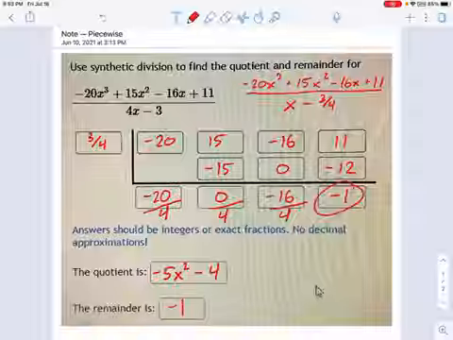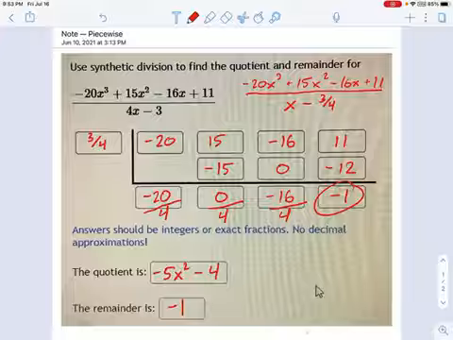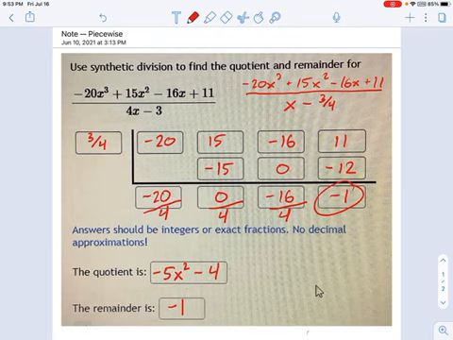And I think we went over that in class about why we treat the remainder differently than the coefficients of the quotient. But this is what you have to remember when you're dealing with a number in front of the x that's not 1.